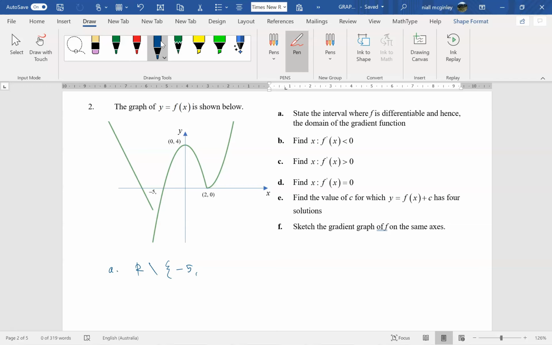Whatever it is anyway, -2 to 0, there's no gradual change. So therefore, at 2 here, you're not going to have a gradient. There's going to be a gradient everywhere because it's smooth and continuous everywhere apart from -5, where it's not continuous, and it's not smooth at 2, therefore there's no gradient there. So that would be the domain of the gradient function also.